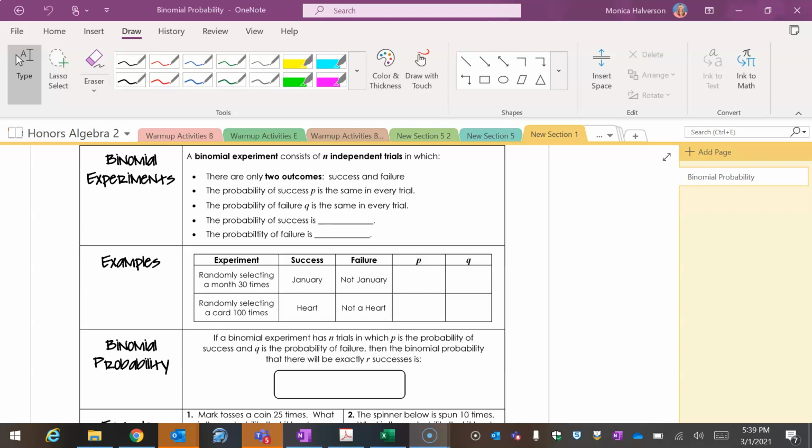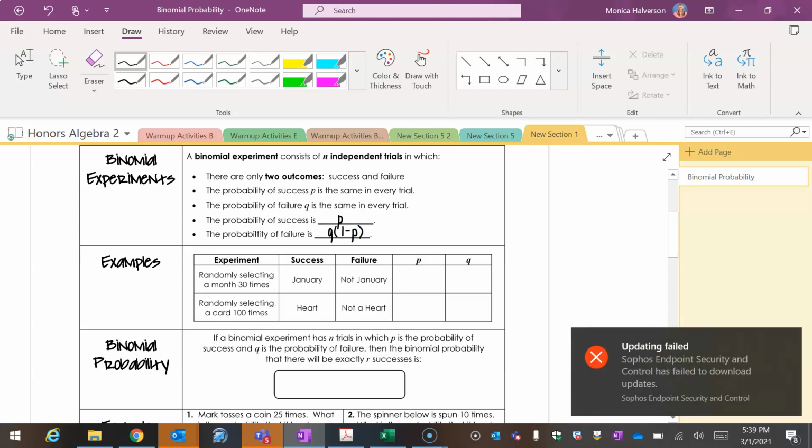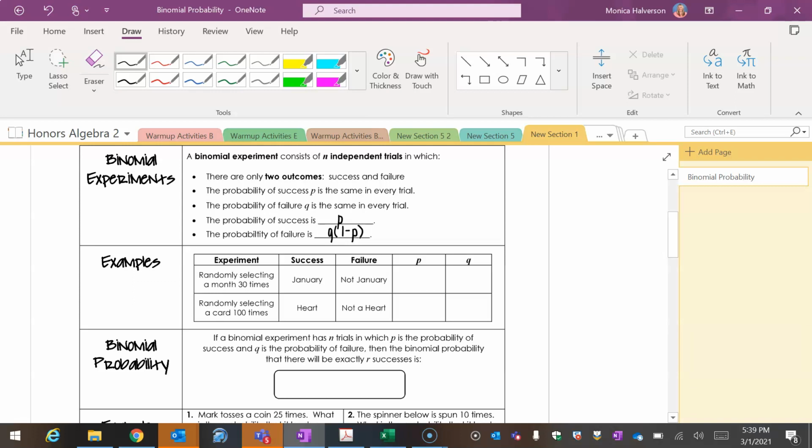So here we've got the probability of success is P, and the probability of failure is Q, and that's also going to be 1 minus P. All right, and that makes sense because we know that all probabilities should add up to 1. All right, so let's look at these experiments.